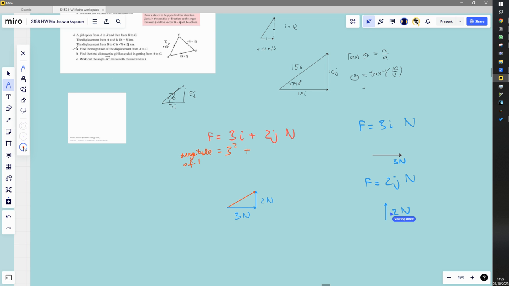Magnitude of F is equal to the square root of 3 squared plus 2 squared, which is the square root of 9 plus 4, which is the square root of 13. So now when we write vectors in this form, it tells us the information in terms of direction as well as the magnitude. Okay.